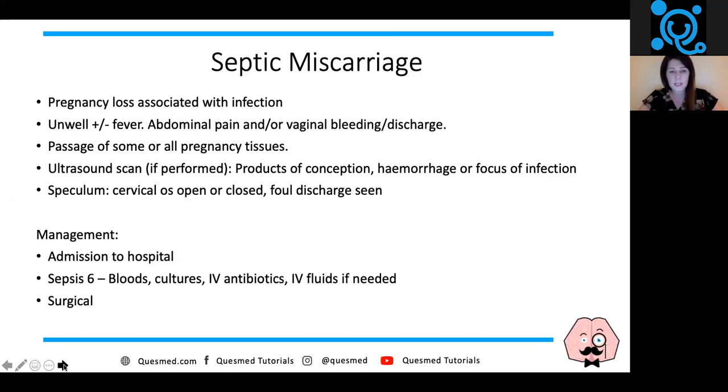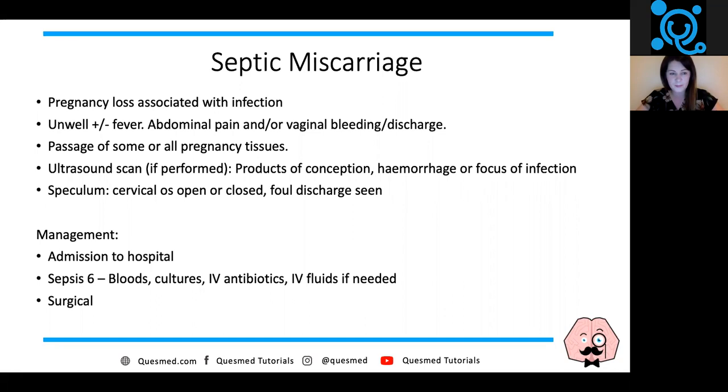A septic miscarriage is any pregnancy loss associated with infection where some or all of the pregnancy tissues have been passed. The patient usually presents unwell with a fever, abdominal pain and vaginal bleeding or discharge. If an ultrasound scan is performed, it might show products of conception still in the uterus, it might show a hemorrhagic focus or a focus of infection. On speculum examination, the os might be open or closed, and quite often you see a foul discharge coming from the os.